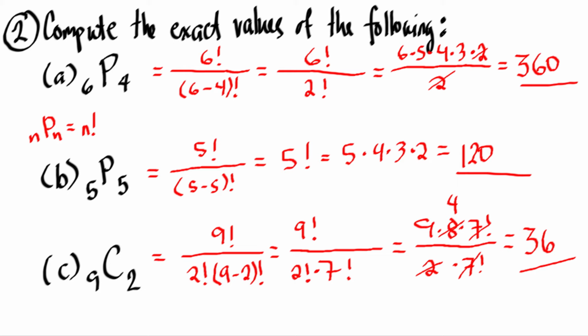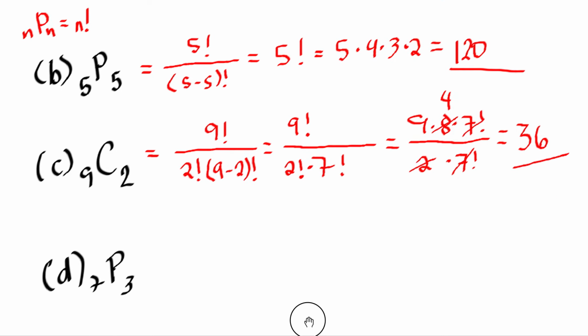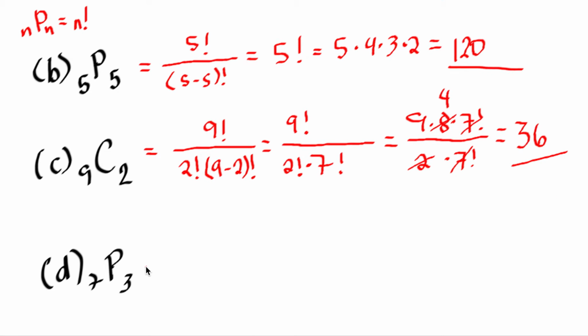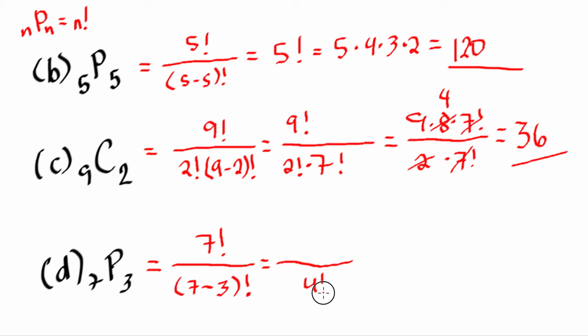And actually, we have another one here down below. Let's just answer this. This is letter D, 7P3. So this is permutation. What we have is 7 factorial all over 7 minus 3 quantity factorial. This will give us 7 minus 3 is 4 factorial. So 4 factorial below and 7 factorial above.